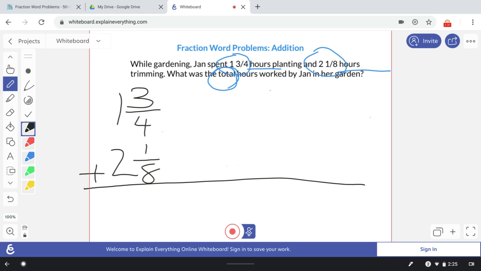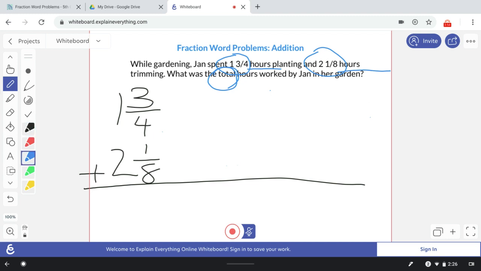Sometimes when you start to just write numbers, and if you don't have an order or organization to your work, you may forget and throw in an operation that is the incorrect one. The first thing I'm going to do is find a common denominator because I'm adding fractions. And I think of my least common multiple between 4 and 8. And my least common multiple in this case is 8.